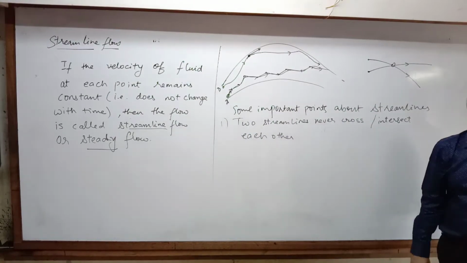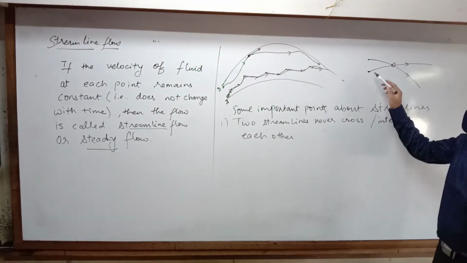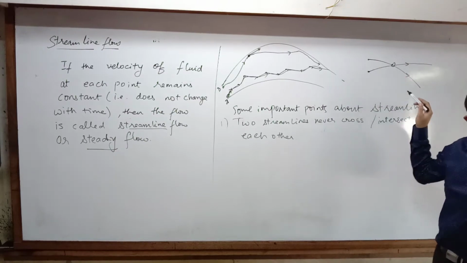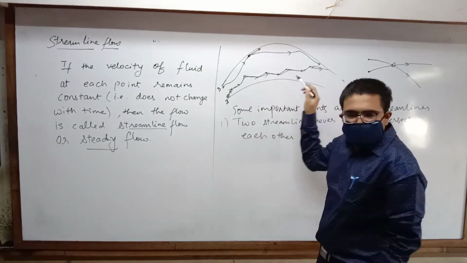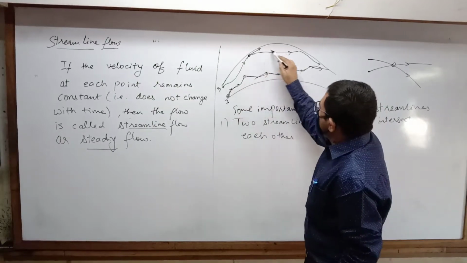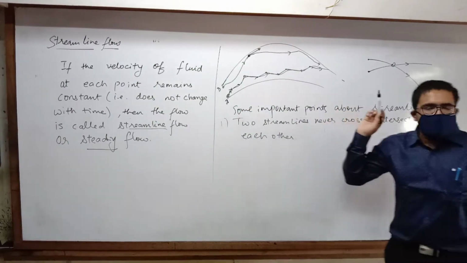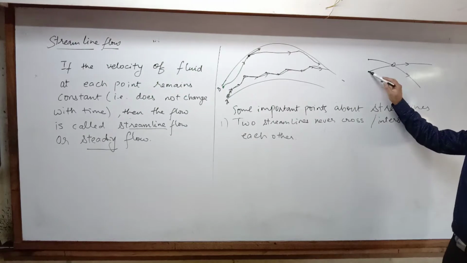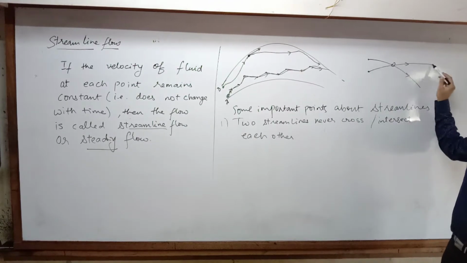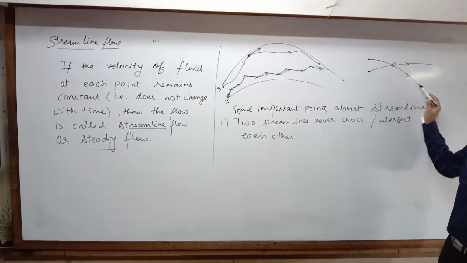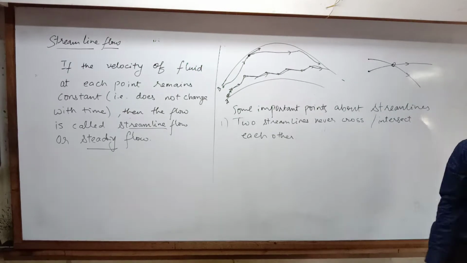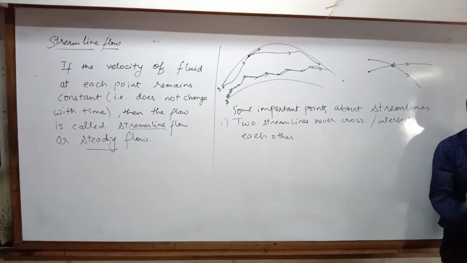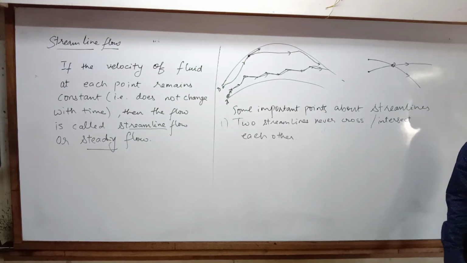Like I said, streamline indicates path. That is, if a particle starts at A, it will go like this, like that. Or if it starts at B, it will go like this and this. But now if two paths cross, a particle from here should go on this path, and a particle from here should go on this path. Then there's a problem. The problem is when the particle reaches here, which path should it go on?